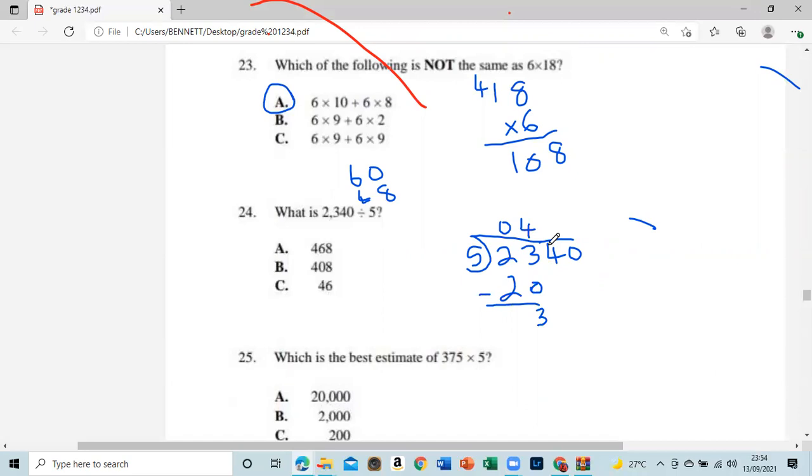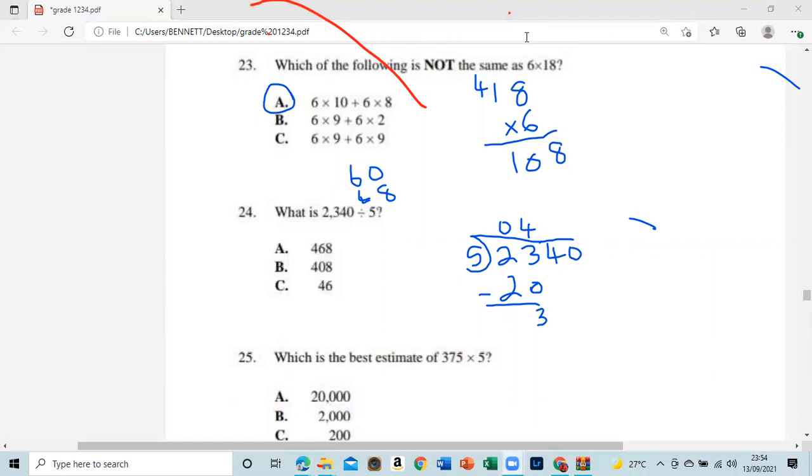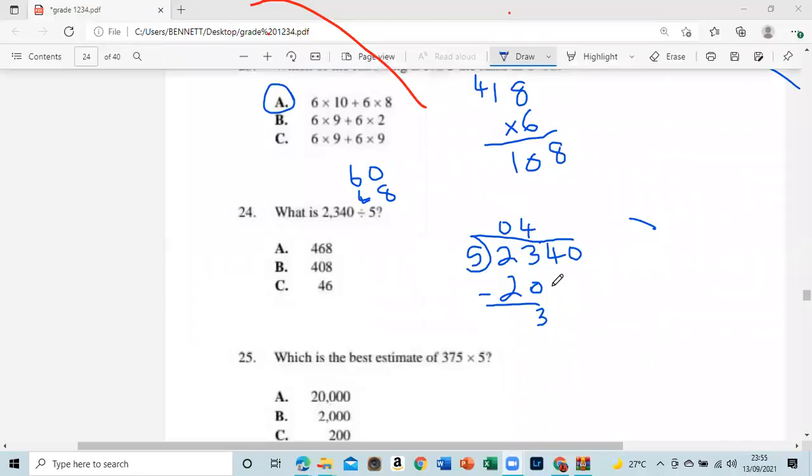All right, and then 5 into 3, how many 5s can I get out of 3? So you carry down the 4 and subtract. Now we don't just have 3 anymore, we have 34. 5 into 34 goes about 6 times, and 5 times 6 is 30. Subtract again, and I get 4. Carry down the 0 now.